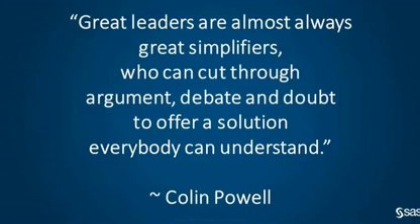Okay. So I like to always start AI presentations with a quote on leadership. And Colin Powell said, "Great leaders are almost always great simplifiers who can cut through argument, debate, and doubt to offer a solution that everybody can understand." And when it comes to artificial intelligence, it's really important that we simplify it so that all of our investors, all of the stakeholders understand what artificial intelligence is, how we're trying to use it, and that also our customers can understand what it is and how we're trying to use it and the impact that it can make.